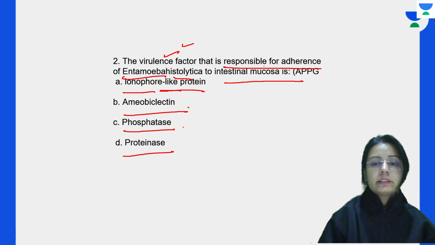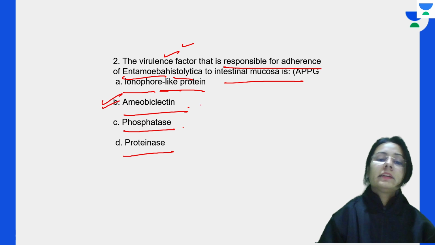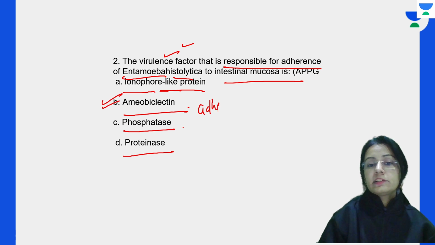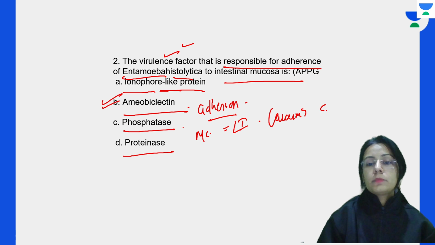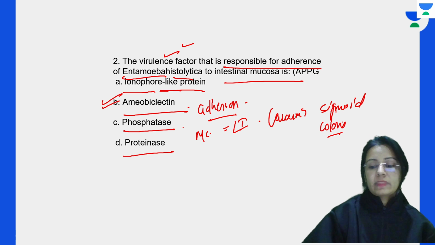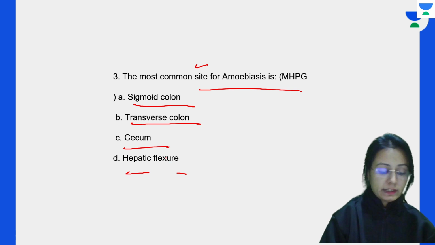The principal virulence factor responsible for the pathogenicity is the amoebic lectin, a lectin antigen which helps in the adhesion to the intestine. And what is the most common site involved? That is the large intestine, the cecum followed by the sigmoid colon. Now, the most common site for the amoeba is sigmoid colon, transverse colon, cecum, or hepatic flexure.